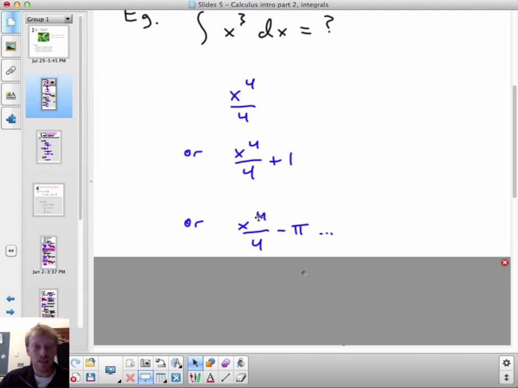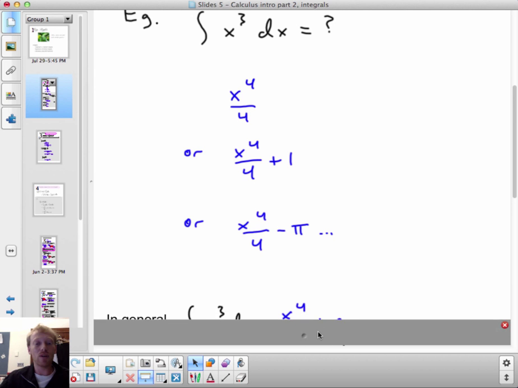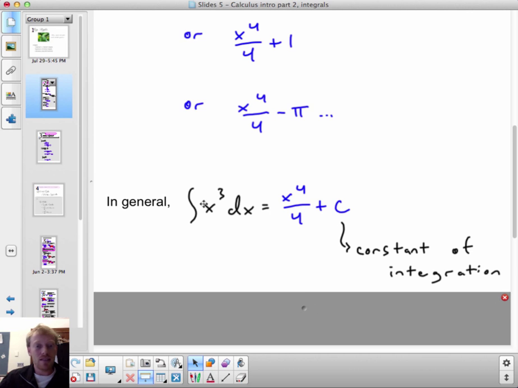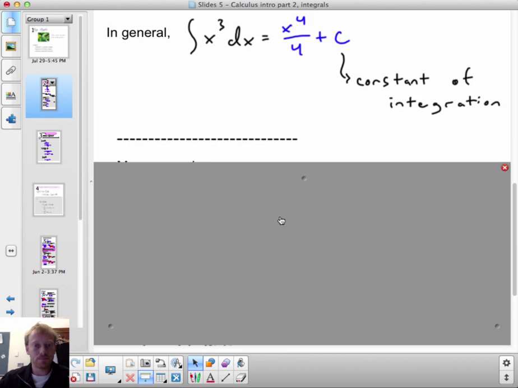So x to the fourth over 4 minus pi, or I guess in general, the antiderivative of x cubed, or the indefinite integral of x cubed dx, and don't even worry about what the dx is doing right there. You might just think of it as a piece of notation for right now. The antiderivative of x cubed is x to the fourth over 4 plus c, and c is a constant of integration. So this is a way of writing the idea that there are infinitely many different functions whose derivative is x cubed.